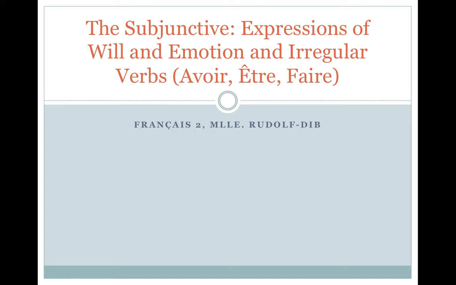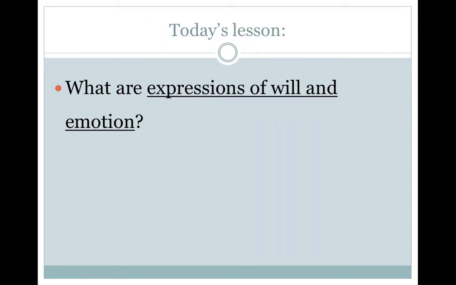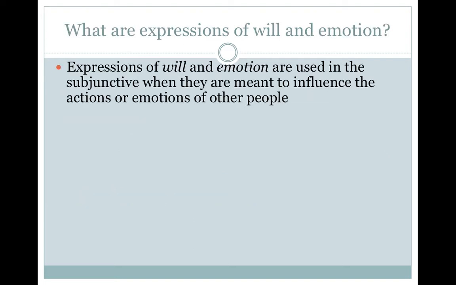Bonjour class, today we're learning a new way to use the subjunctive, a new reason to use it, and also how to conjugate three irregular verbs in the subjunctive: avoir, être, and faire. Today's lesson we'll be talking about what expressions of will and emotion are, and how to conjugate avoir, être, and faire in the subjunctive. It's a pretty short lesson, it just requires a lot of memorization.